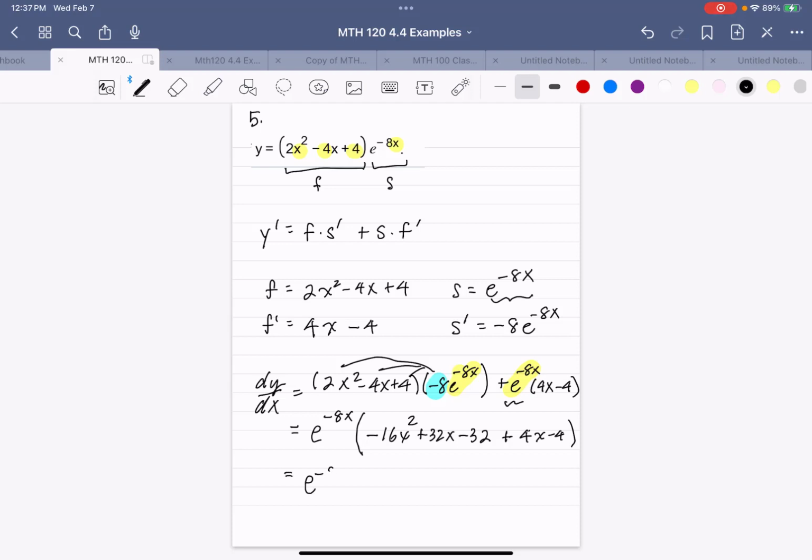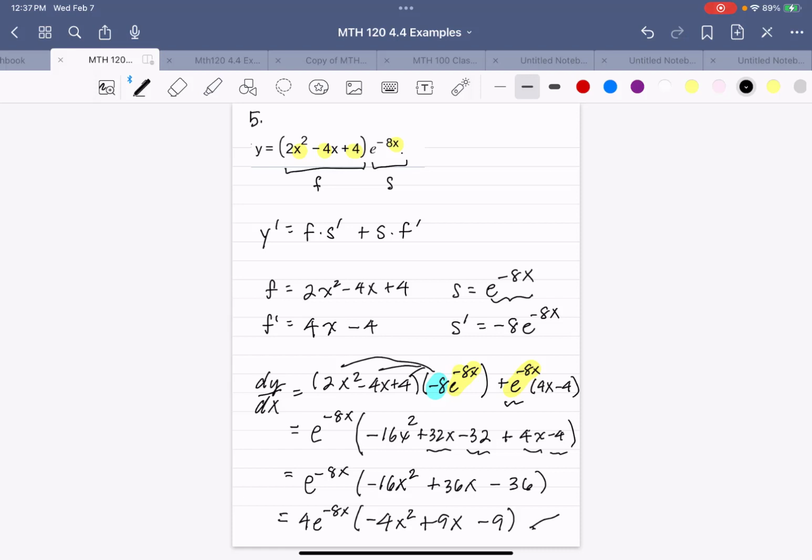So now I'm going to simplify inside these parentheses and I should be done. I only have the one square term, negative 16x squared. 32 and 4 is plus 36x. Minus 32 minus 4 is minus 36. And those do have a common factor of 4. So I could bring out a 4 from all of these terms. So I'll bring out a 4e to the negative 8x. It's going to give me negative 4x squared, a plus 9x, and a minus 9.